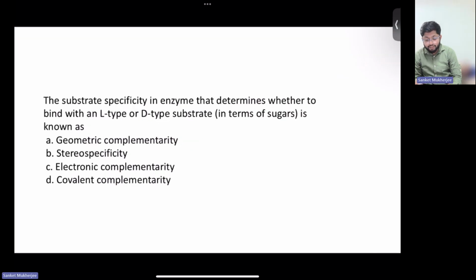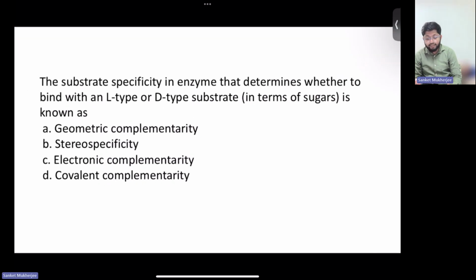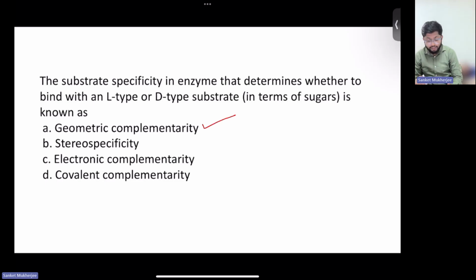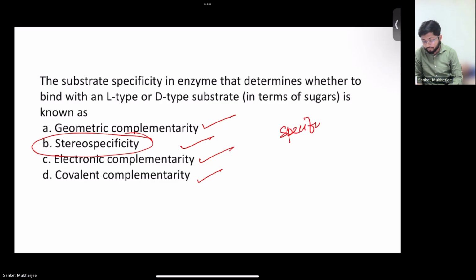The substrate specificity in enzymes that determines whether to bind with L type or D type in terms of sugar is known as geometric complementarity, stereospecificity, electronic complementarity, or covalent complementarity. So it's actually the stereospecificity. So it is specific interaction with stereoisomers.